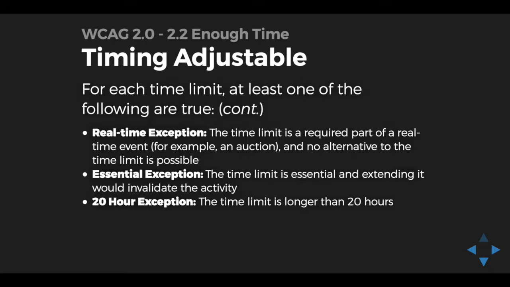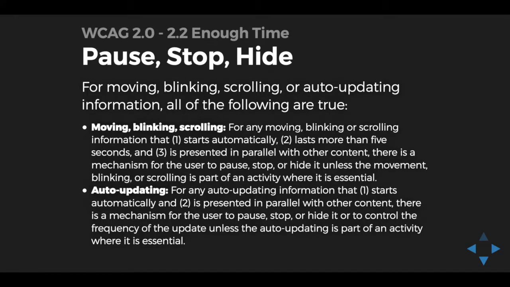And then there's a 20-hour exception: the time limit is longer than 20 hours. Go figure. So, pause, stop, and hide. For moving, blinking, scrolling, or auto-updating information, all of the following are true. Moving, blinking, scrolling information that starts automatically, lasts more than 5 seconds, and is presented in parallel with other content: there is a mechanism for the user to pause, stop, or hide it, unless the movement, blinking, or scrolling is part of an activity that is essential.